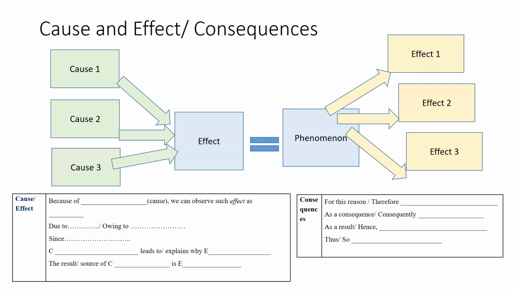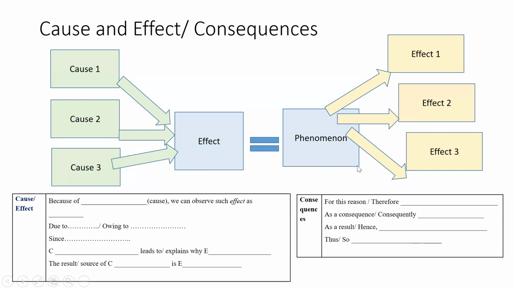So we can also further develop this chart into this kind of a chart. You see that these causes lead to the effect. Any effect can be called a phenomenon, and this phenomenon is already producing different kinds of effects. When using the language of cause and effect, you may stop here and learn different words for explaining the cause, which are because of, due to, owing to, since. Something leads or explains why, and the result, the source of this cause is this effect.